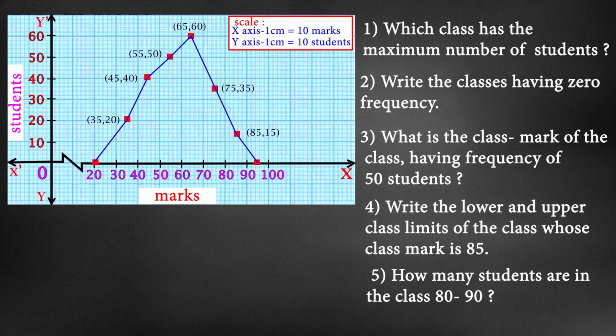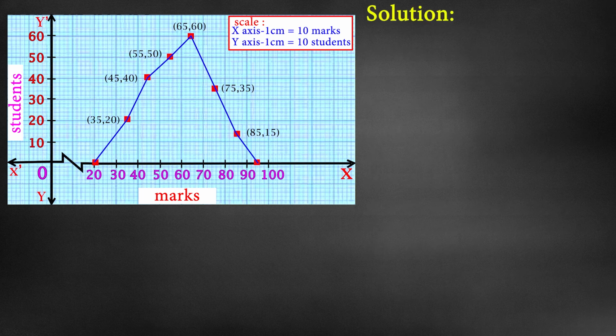Students, let us see the solution. Students, first observe this frequency polygon. We can see classes 20 to 30, 30 to 40, 40 to 50 on the x-axis. These classes are continuous. The classes are indicated by 1 centimeter distance from the origin. The scale on x-axis is 1 centimeter is equal to 10 marks. Now, on y-axis 1 centimeter is equal to 10 students. Now, the graph is joined by line after plotting the points.